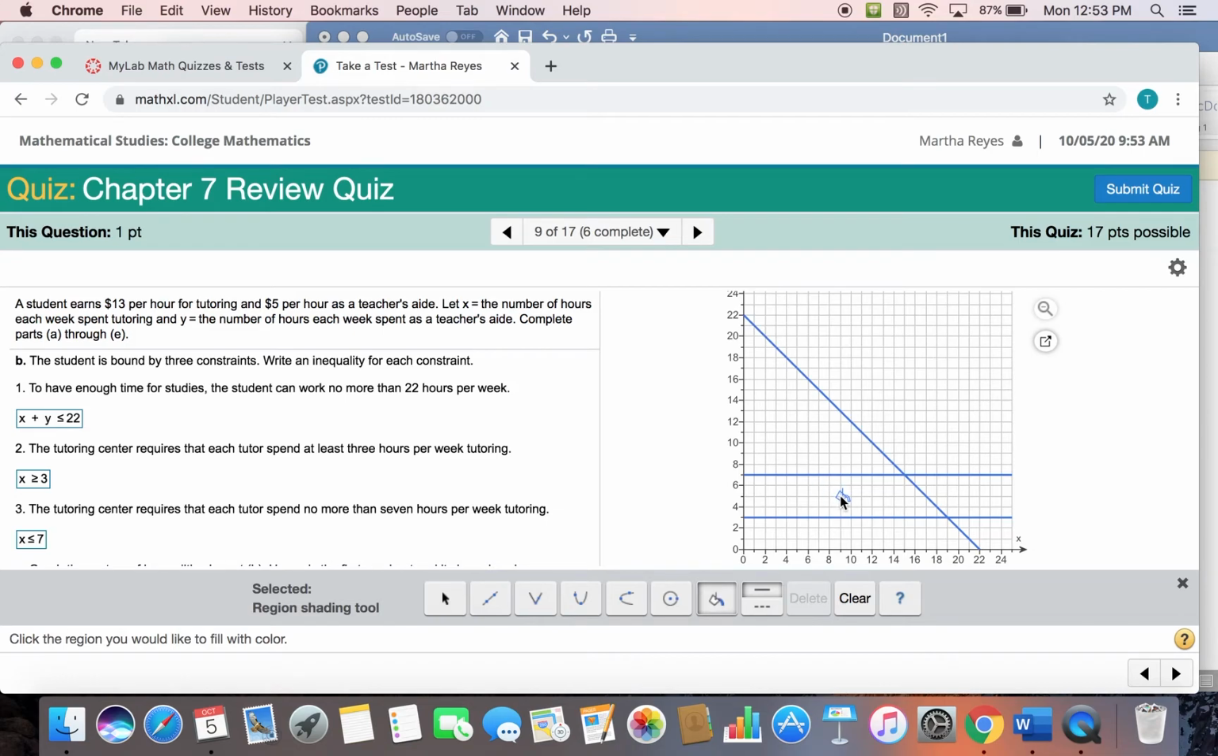I think I can fill in with this tool right here. So now we're trying to decide which of these they have in common. So it's got to be less than or equal to 22. If it's less than, it's below this. It's got to be above 3, and it's got to be below 7. So that is the solution set right there, because it's all of those areas.